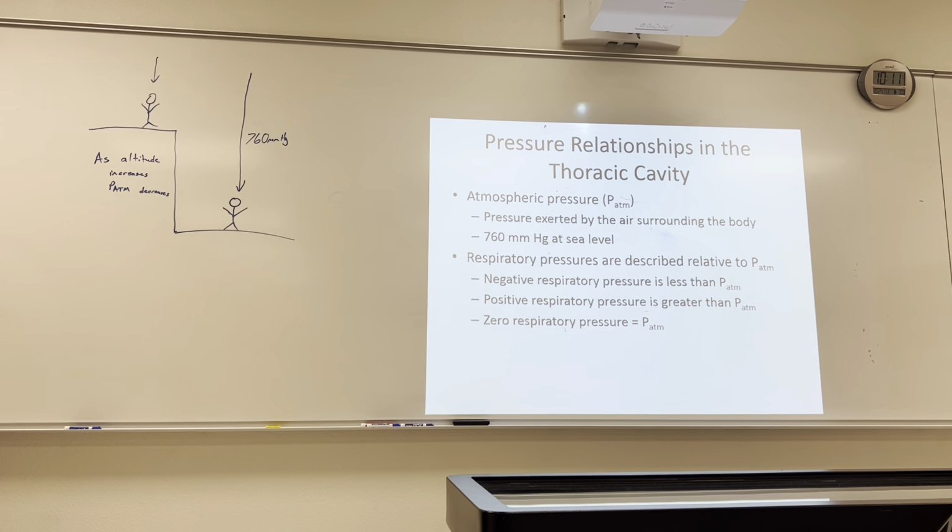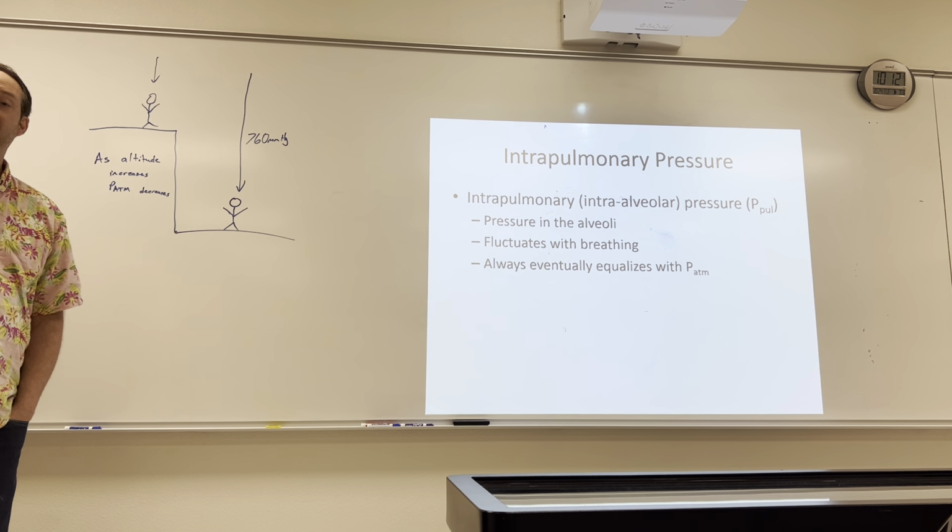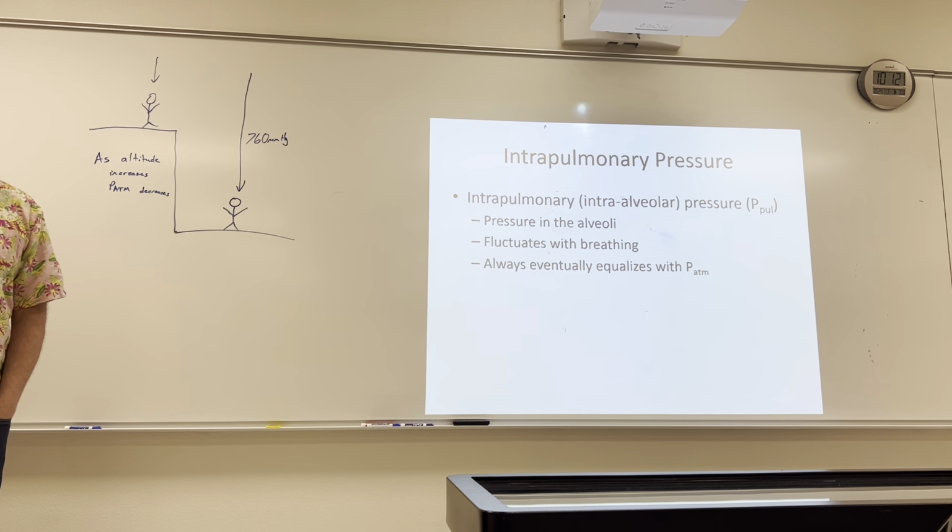All right, so now let's talk about some different pressures. The first is called the intrapulmonary pressure. The intrapulmonary pressure is the pressure inside the lungs. It's going to fluctuate as you breathe. It's going to go up and it's going to go down. It's always going to be equal to the atmospheric pressure at some point. When you inhale, when you exhale, the stopping point is when it's equal. It's going to fluctuate with breathing.